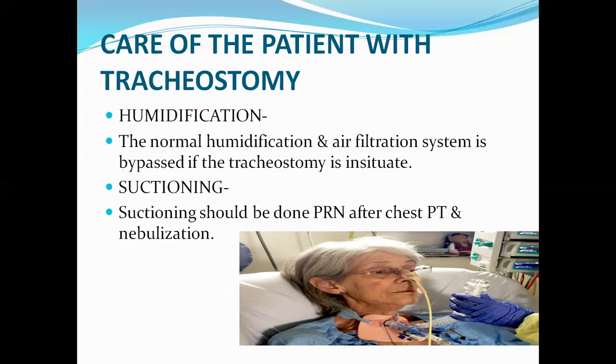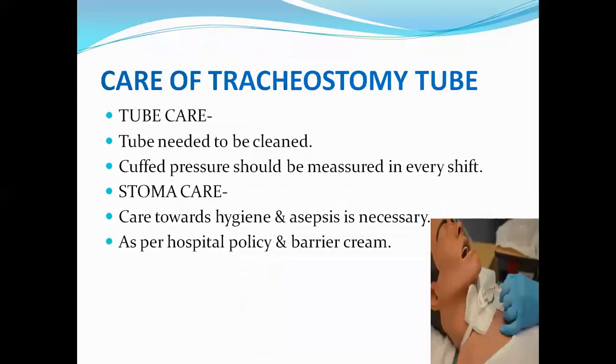So we have to check the humidifier, whether it is working properly and whether the oxygen is being supplied properly. The next is suctioning. Suctioning should be done PRN after chest physiotherapy and nebulization. It should be done after chest physiotherapy, because the secretions will come out. Only after chest physiotherapy do we perform nebulization. The next is care of the tracheostomy tube.